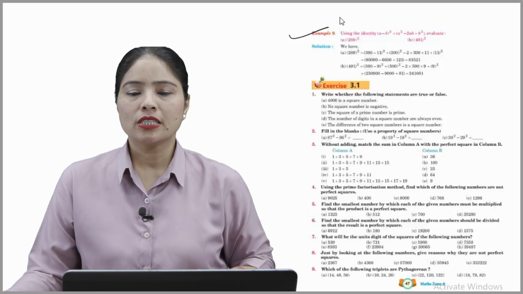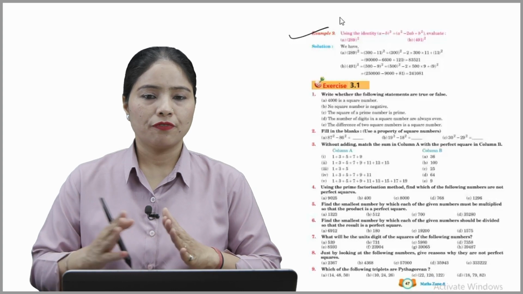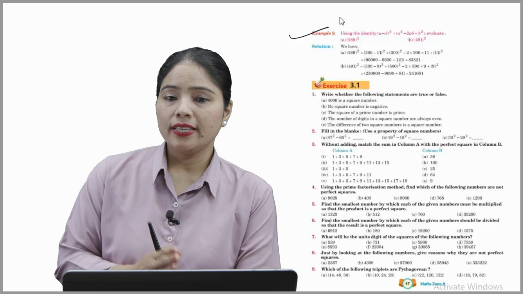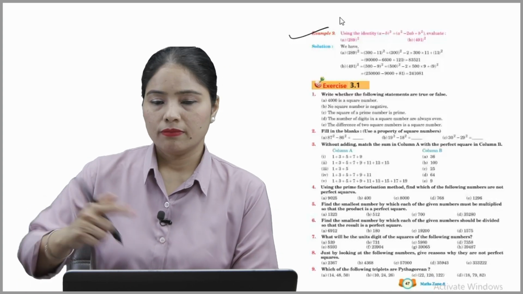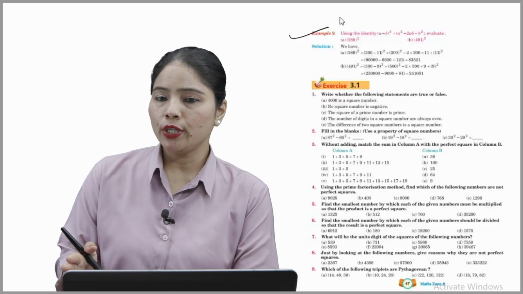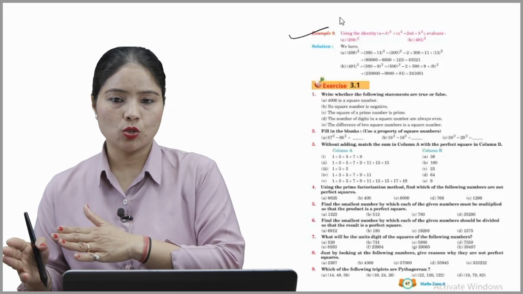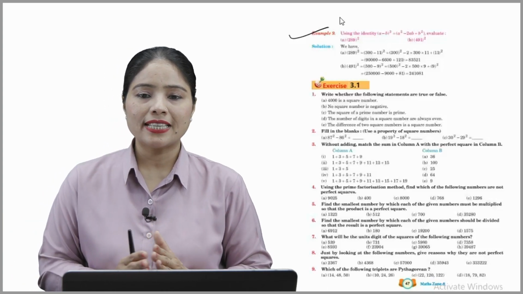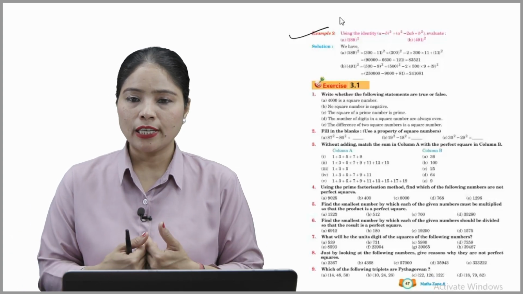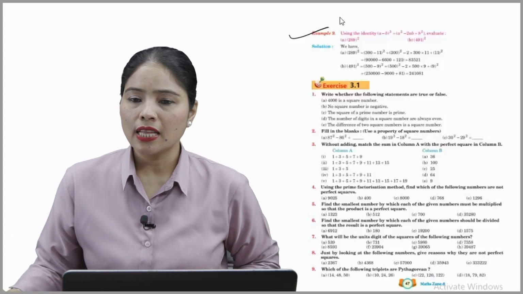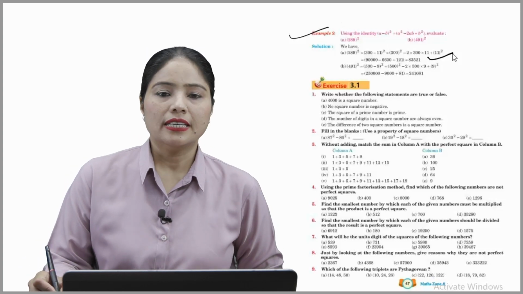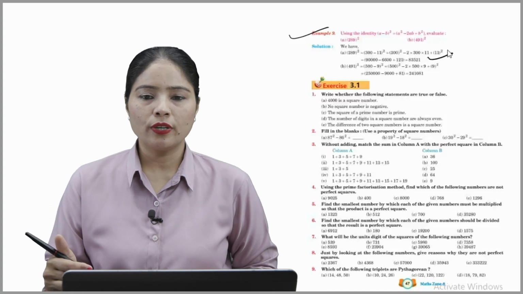So evaluate 289 square, first one. So we have 289 square is equal to 300 minus 11 whole square. 300 square minus 2 into 300 into 11 plus 11 square. So what we need to do, we just multiply that one, and after just multiplying then add all the values. So the answer is 83,521, like that way. Similarly B part. Hope you understood well.